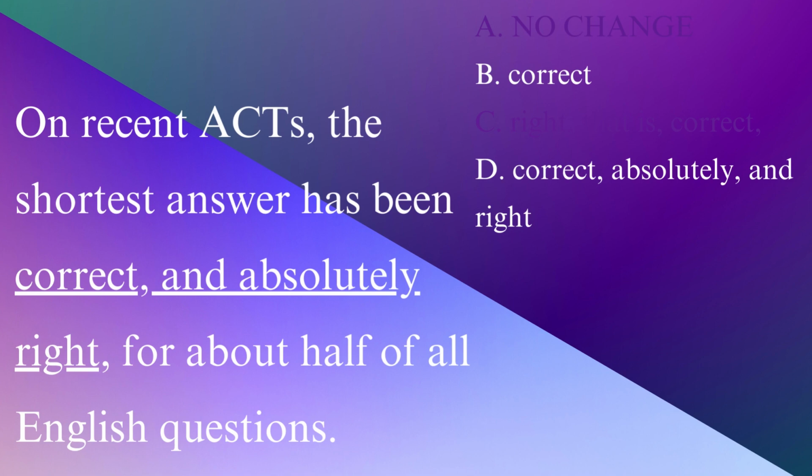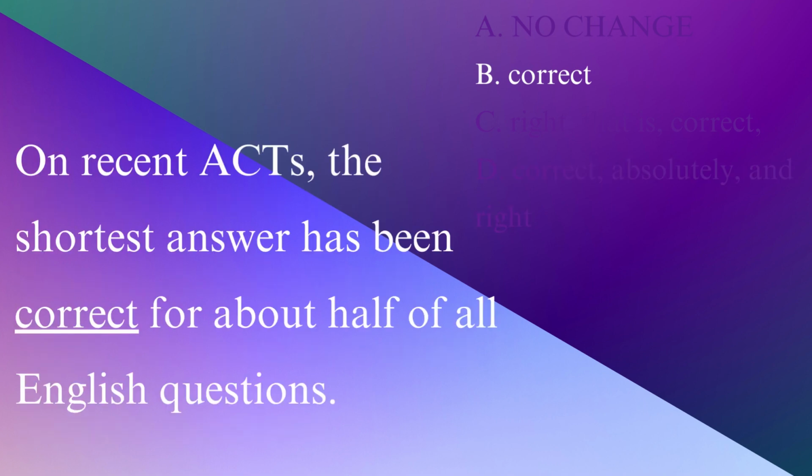Again, D does the exact same thing. It says correct, absolutely, and right. There's no reason for so many words with one meaning, so I can eliminate choice D. That leaves choice B. And again, when I substitute choice B for the underlined portion, that sounds perfect.